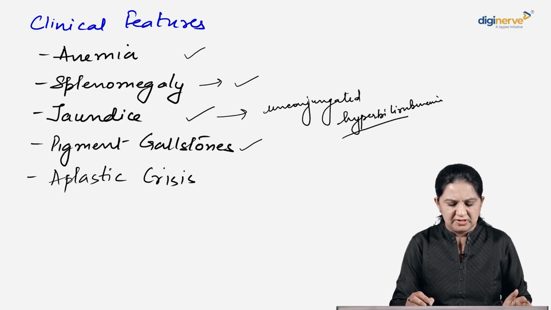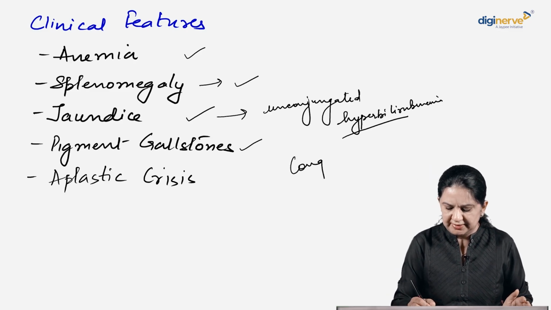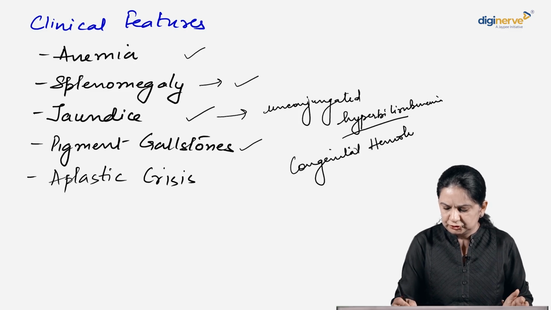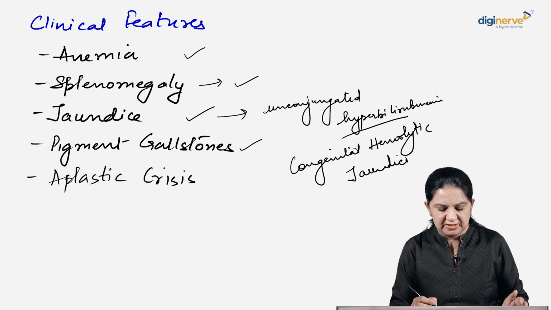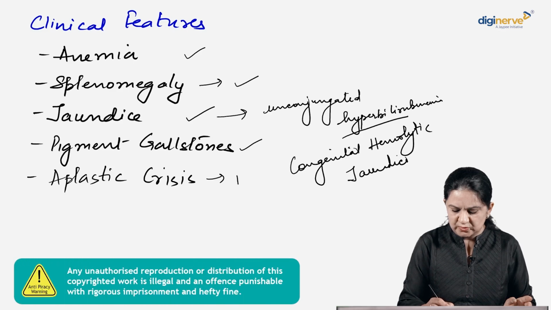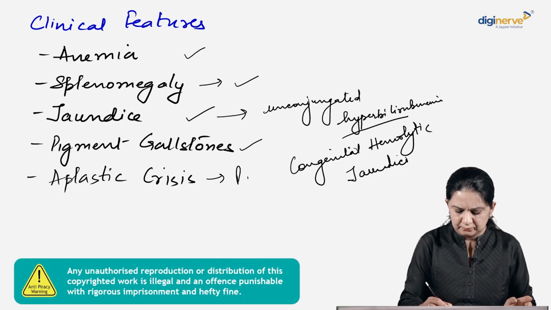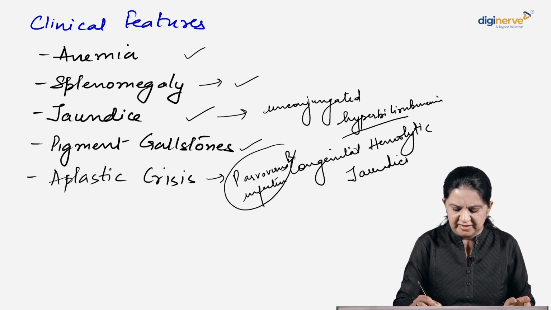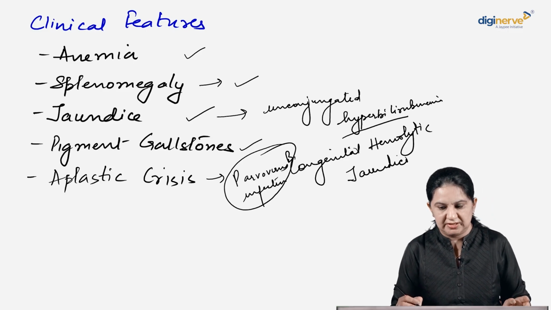Okay. This jaundice is also known as congenital hemolytic jaundice. You can also see aplastic crisis, not usually, but predisposed with parvovirus infection, parvovirus B infection. All right. Parvovirus B infection can cause aplastic crisis.